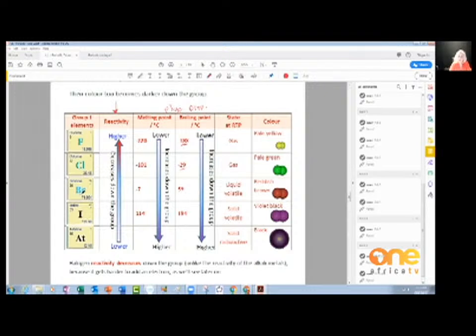Now, if we go to bromine, it boils at 59 degrees above 0, which means at room temperature, this must be liquid. When we heat it to 59 degrees Celsius, only then it changes into a gas. And iodine only boils at 184 degrees, which is quite high, very high actually.